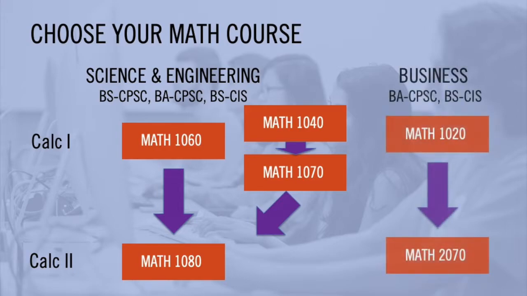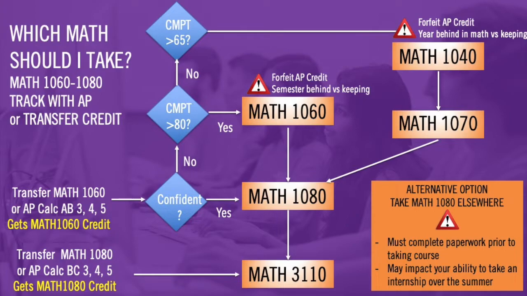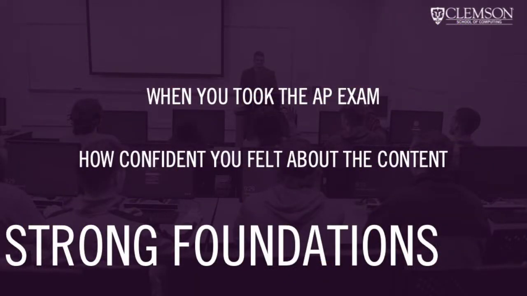If you are in the BA in Computer Science or BS in Computer Information Systems program, you can either take the Calculus for Science and Engineering sequence, or you may alternatively take the Business Calculus sequence, otherwise known as Math 1020 and Math 2070. If you have AP credit for Calculus, your advisor will review with you options for continuing in the sequence. Be prepared to review with your advisor when you took the AP exam, how confident you felt about the concepts, and your advisor will provide advice on whether you should repeat a course or continue on. As in the Computer Science Introductory sequence, courses within Calculus sequences build upon the previous course, and it is important for you to consider whether you have a strong foundation in place.